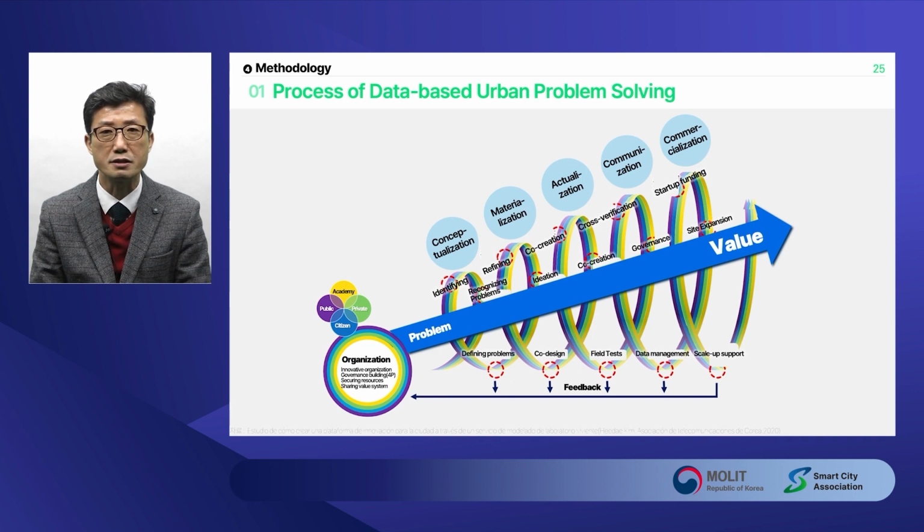Conceptualization for defining problems, materialization for designing solutions, actualization for making prototypes, communication for field experiments of all stakeholders, and commercialization for commercializing test-proven solutions. The process doesn't go on in a straight line. It goes forward in a spiral shape, moving back and forth, considering feedback.